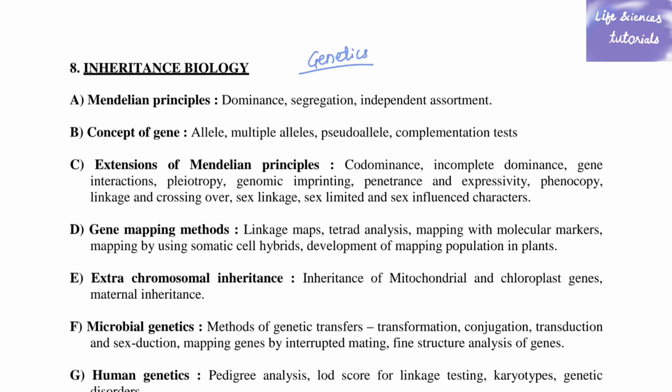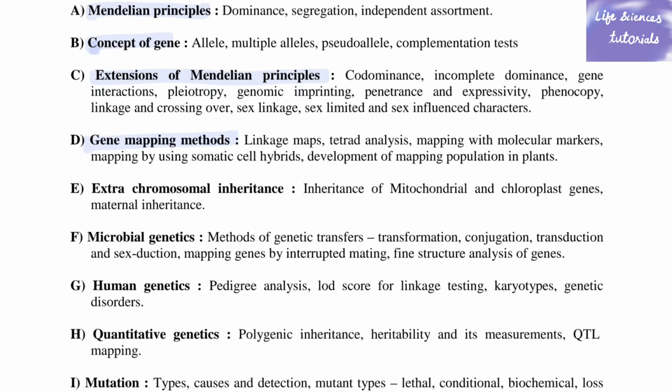Okay, so right from very basic, we have the Mendelian principles, the 3 laws given by Mendel, the concept of gene, what are alleles, different types of process, right? Extension of Mendelian principles, the exceptions which we study later, like codominance, incomplete dominance, linkage, other topics like pleiotropy, genomic imprinting, sex linkage, very important. Next, we have gene mapping methods, very important. Okay, there are some questions on the molecular markers.